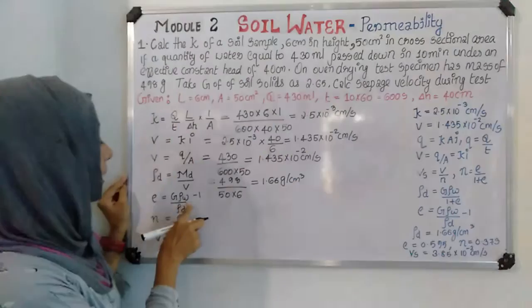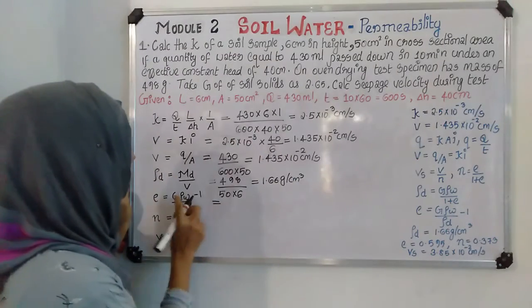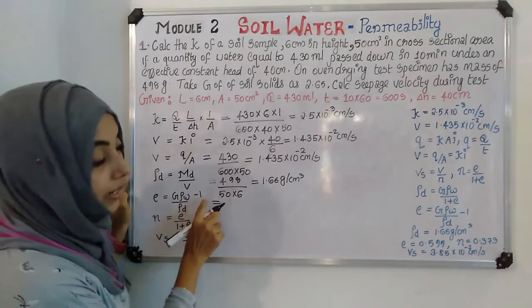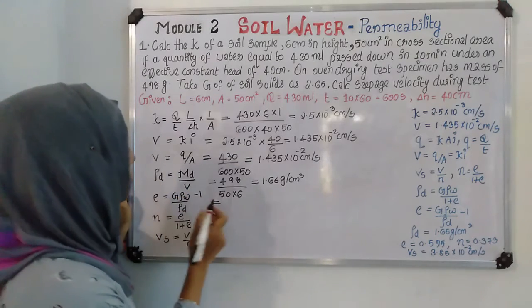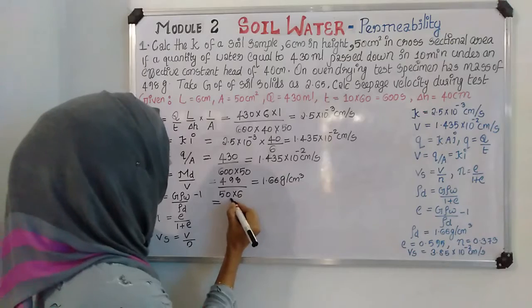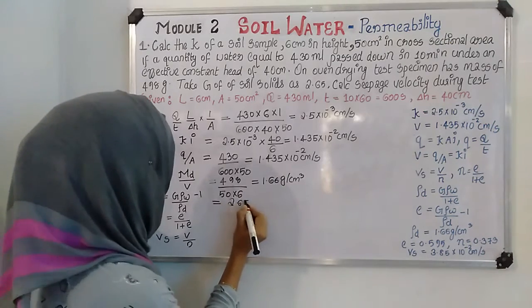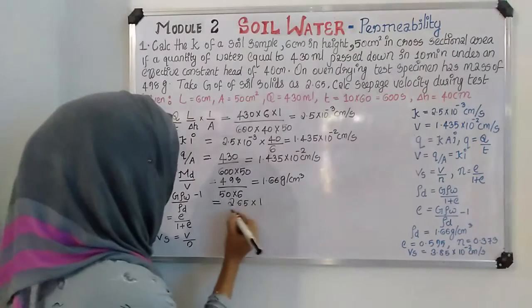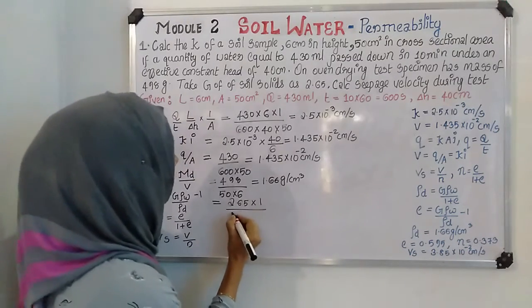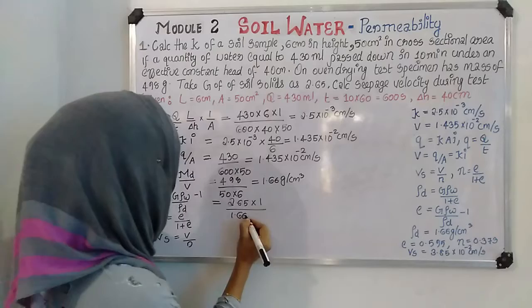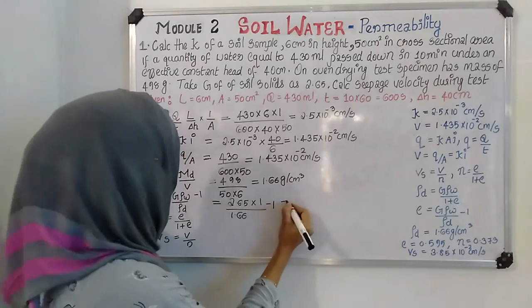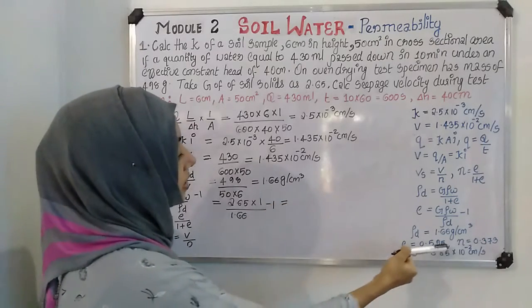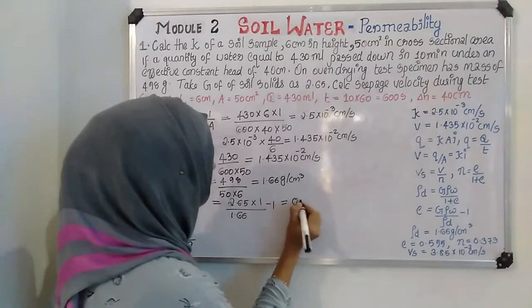Then by using the equation e is equal to G rho w by rho d minus 1, we can calculate the void ratio. G is 2.65 into rho w, density of water, is 1, and rho d that we have obtained here is 1.66, minus 1. Then we get e as 0.595.